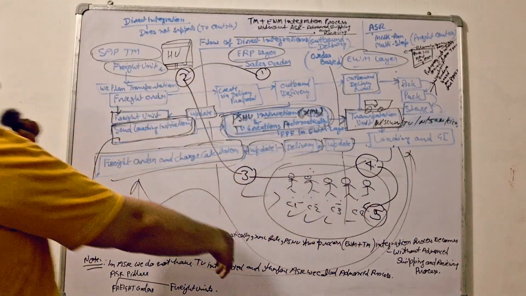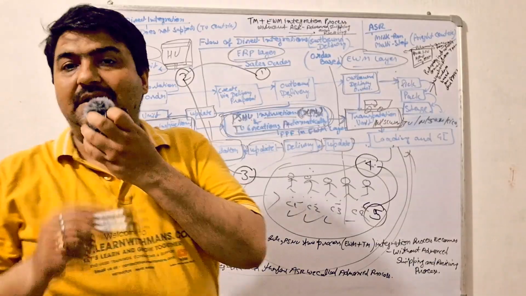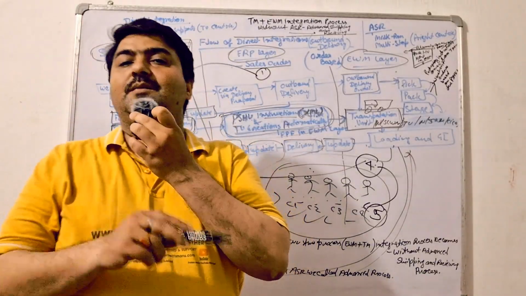So this is the backbone actually. The ERP layer, ERP system is the backbone for the embedded EWM, embedded TM, or EWM TM integration.